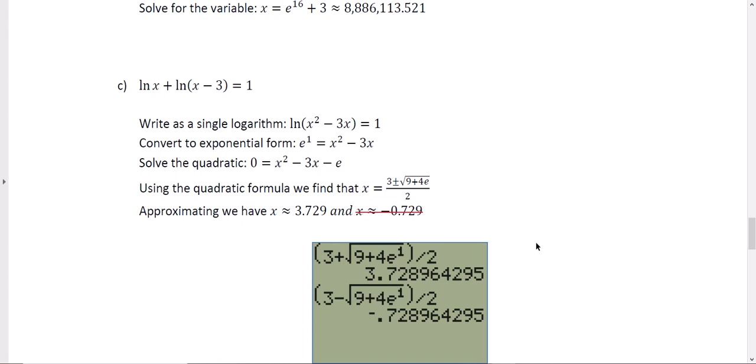The only viable answer is x equals 3.729 because when I put that value, 3.729, in for both of the x's, the inside of the logarithm stays positive. If I were to put a negative 0.729 in for the x in natural log of x, I would get an undefined term. So this is not an actual solution. The negative value does not work in the original statement. However, 3.729 does. We need to make a change to the notes so that you all have access to that.